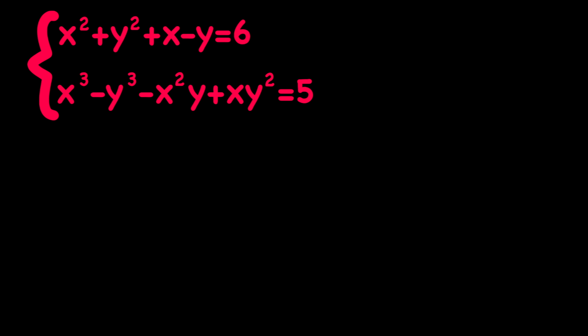Hey there guys, in this video we're going to be solving a really interesting system of equations with two variables where we need to solve for x and y. So first of all, let's go ahead and talk about the first equation, which is x squared plus y squared plus x minus y equals 6.